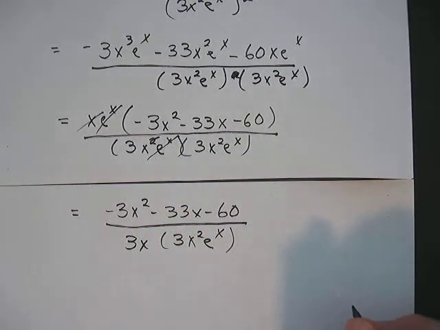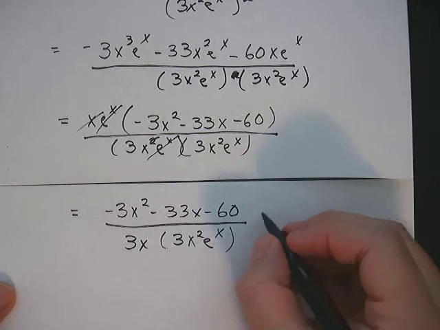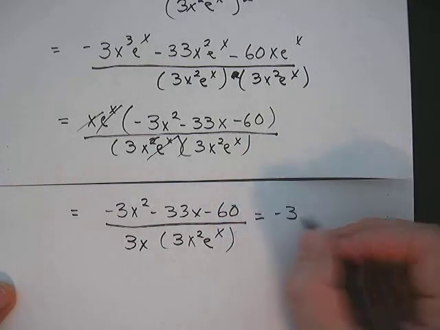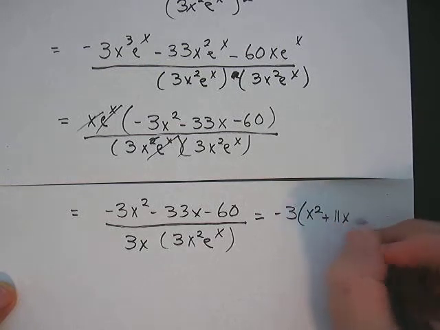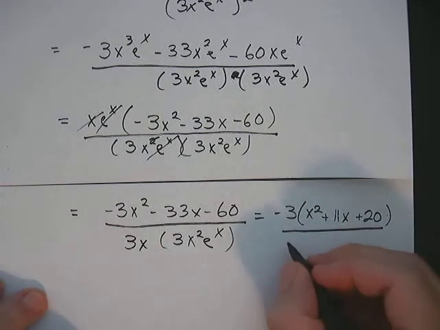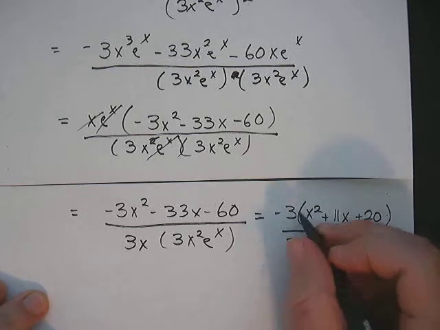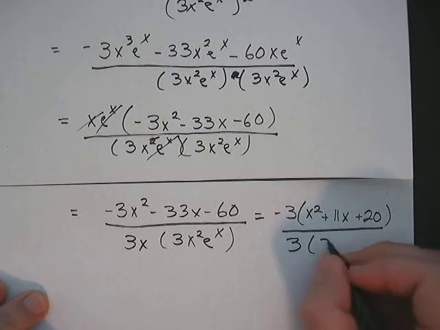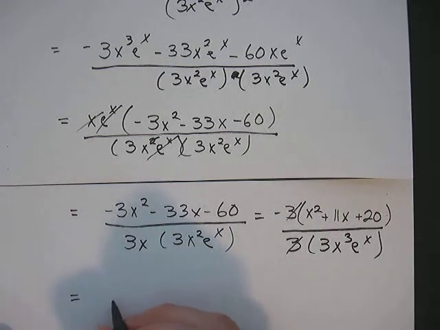Okay, so let's see, we can factor out a negative 3 in the top, so that gives us negative 3 times x squared plus 11x plus 20. Okay, and then we have 3. Let's go ahead and put that x back in there. So we have 3. I'm leaving this out front because it's about to reduce. So 3x cubed e to the x. Okay, cancel that. And I believe that's about all we can do on this thing.